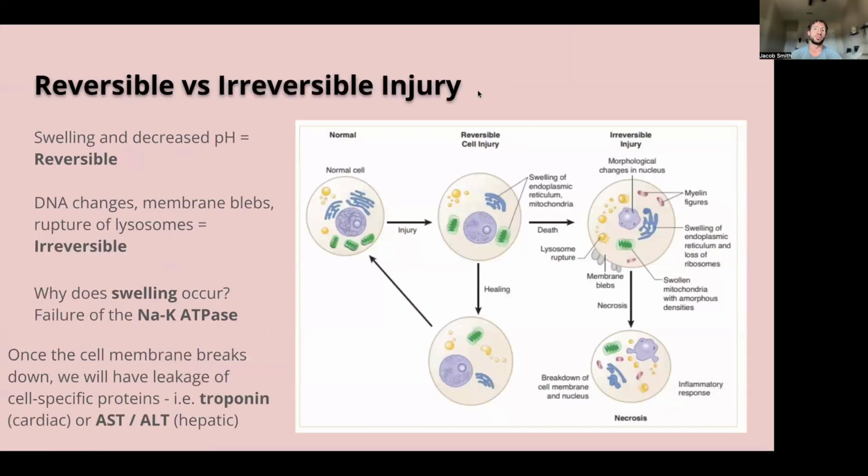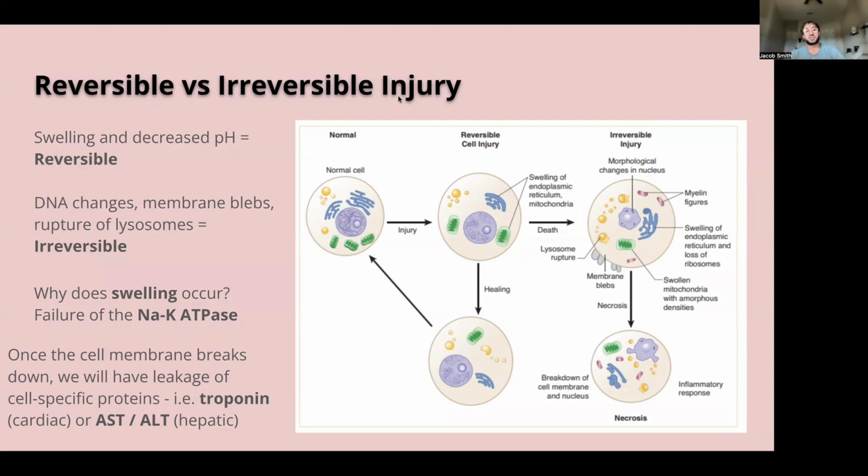So, reversible versus irreversible injury. Signs of reversible injury really are just cell swelling and endoplasmic reticulum swelling, and then decreased pH, because usually due to ischemia or hypoxia, the cell does not have the oxygen for its mitochondria to produce ATP, and the swelling occurs because there's no ATP in the cell to fuel the sodium potassium ATPase. Remember, the sodium potassium ATPase exchanges potassium in for sodium out. So if it stops working, sodium is going to come in, and sodium always draws water in with it. So that's how you get swelling.